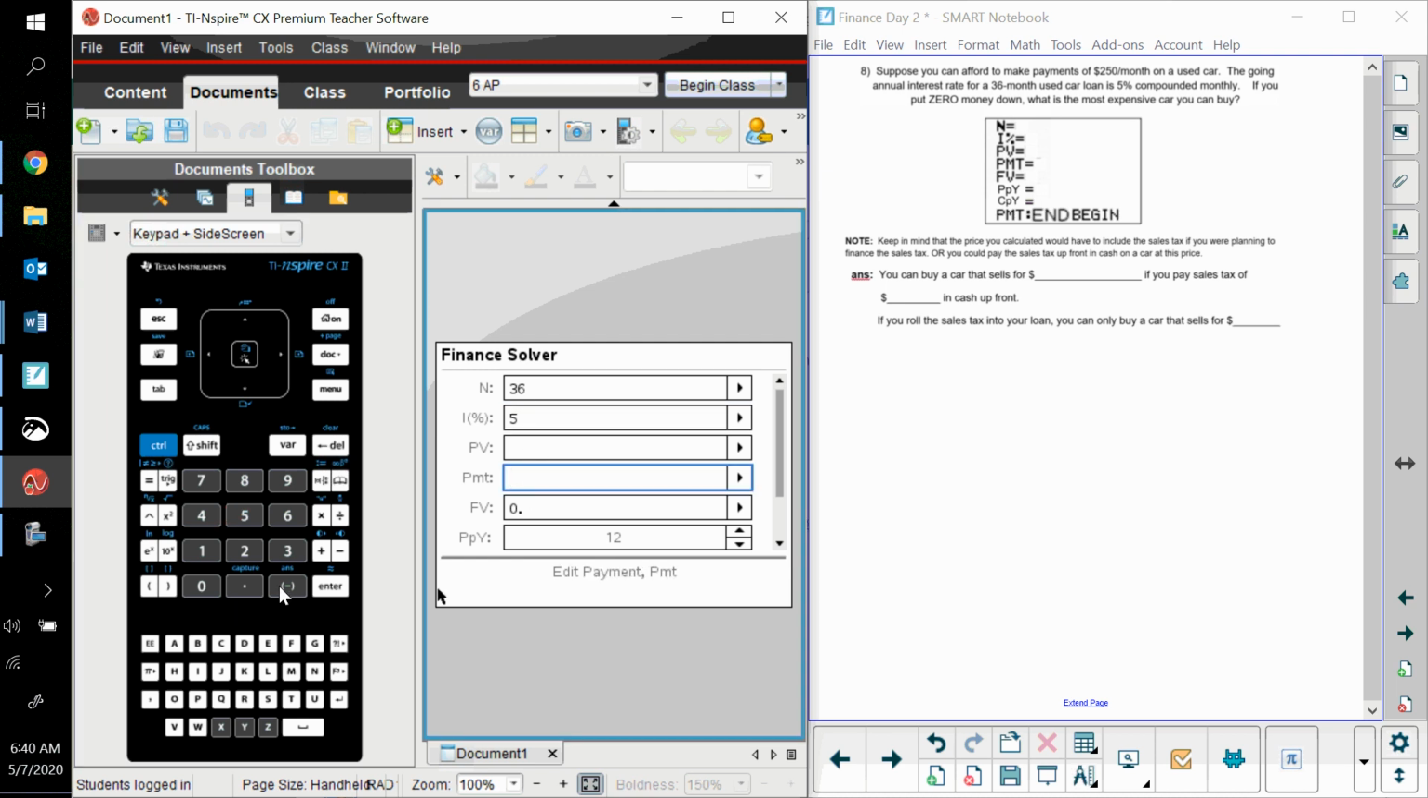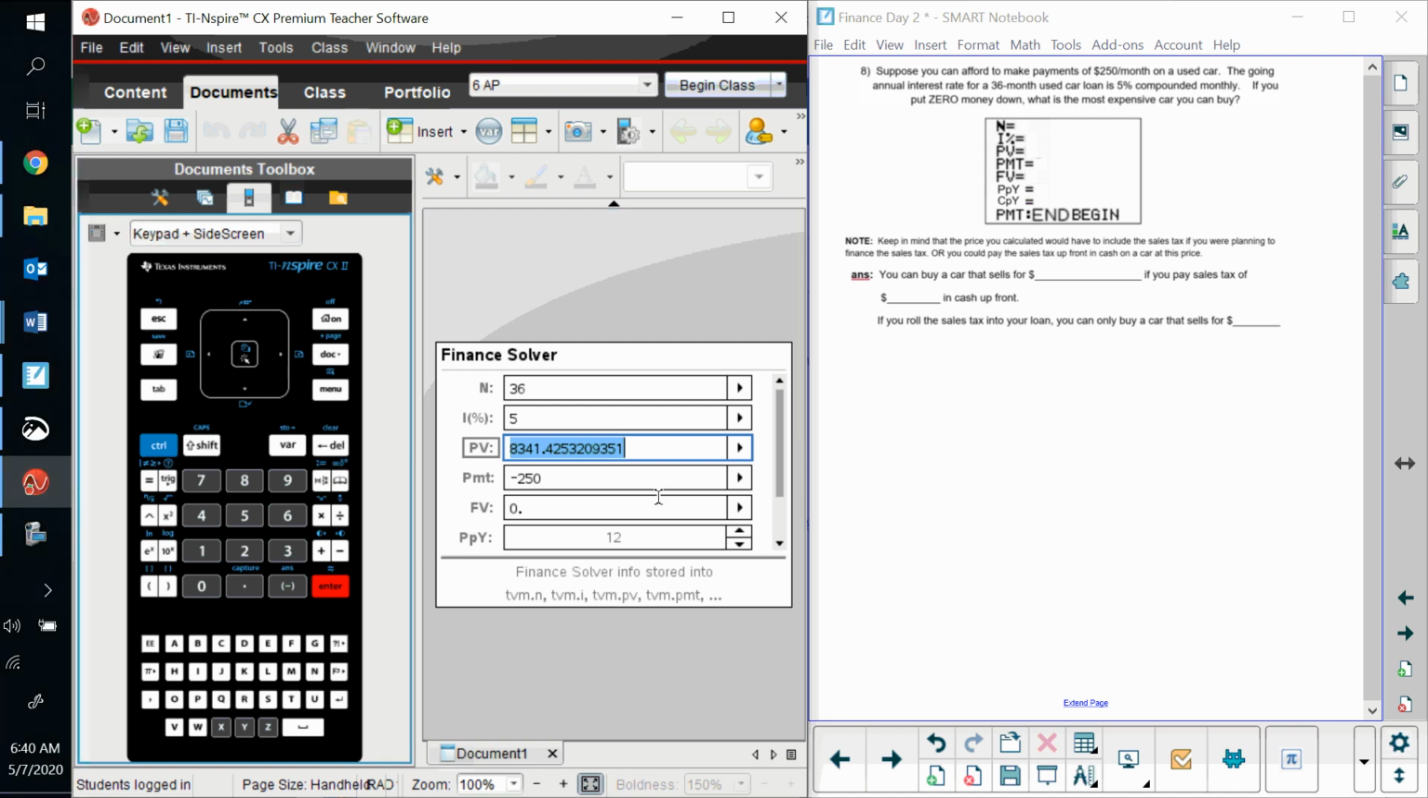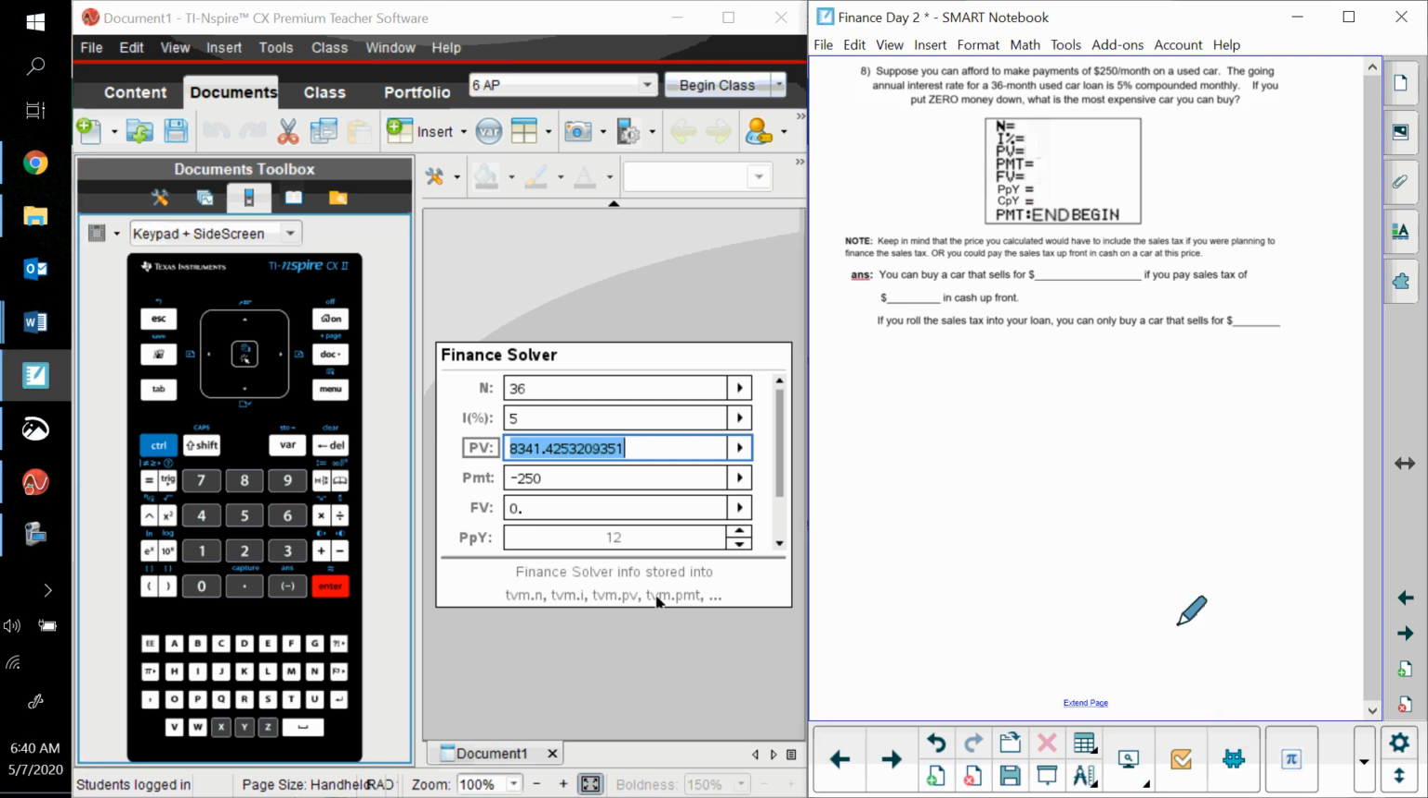We want our payment to be 250, which is coming out of our wallet, so it needs to go in as a minus. And then eventually we want the car loan to be paid off, so we want that to be 0. So if we go back to the original value, we get $8,341.43, which is the most expensive car you can buy if you pay the sales tax up front.